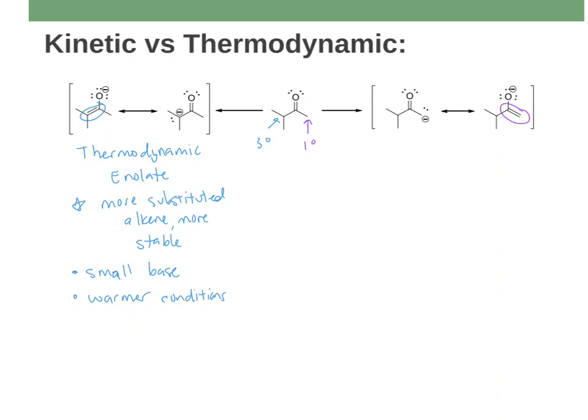And if I go on the right-hand side, we said that was the kinetic enolate. Again, it's just faster for your base. It's easier for your base, so that transition state has a lower energy for the base to come in to the primary one. The way we get the kinetic enolate is by using really large, bulky bases like LDA. So large bases, and we want cold temperatures. We want to make it so that this reaction is kinetically controlled.